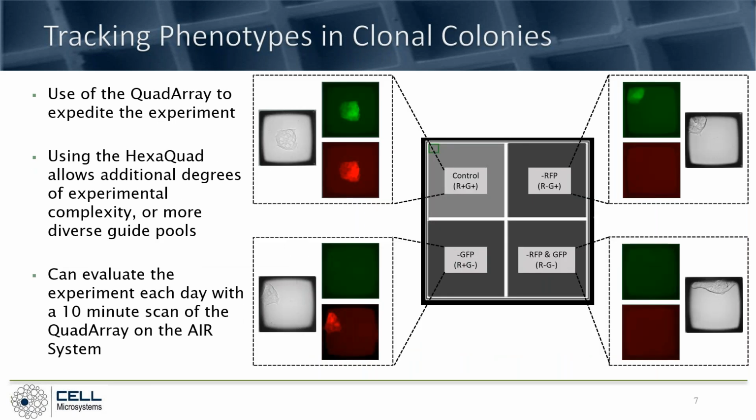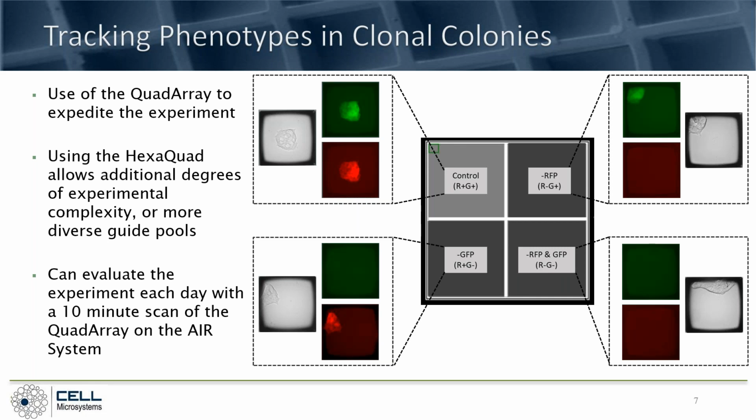Okay, so as I mentioned, we used the CytoSort quad array to expedite this experiment. So we had 4 different conditions, as you can see here, and we used 4 distinct reservoirs, 1 for each condition. We also have a hexaquad array, which has 24 distinct reservoirs, and that will allow for additional degrees of experimental complexity or more diverse guide pools moving forward.